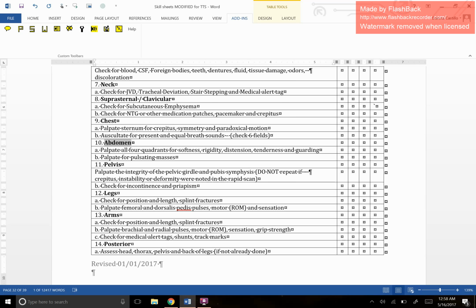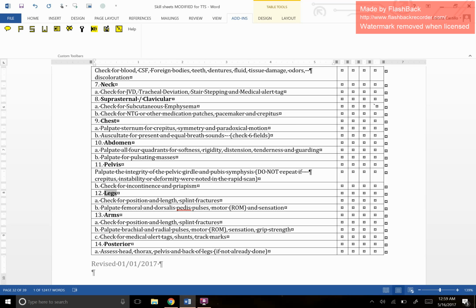10. Abdomen. A. Palpate all 4 quadrants for softness, rigidity, distension, tenderness, and guarding. B. Palpate for pulsating masses. 11. Pelvis. Palpate the integrity of the pelvic girdle and pubic symphysis, do not repeat if crepitus, instability, or deformity were noted in the rapid scan. B. Check for incontinence and priapism.